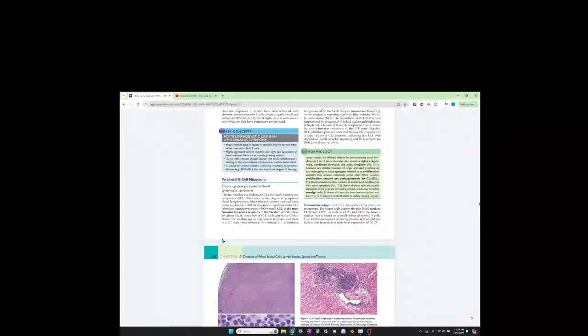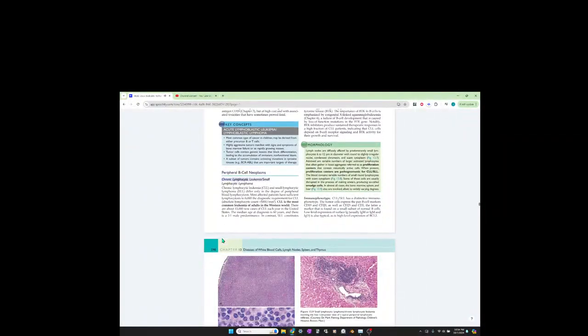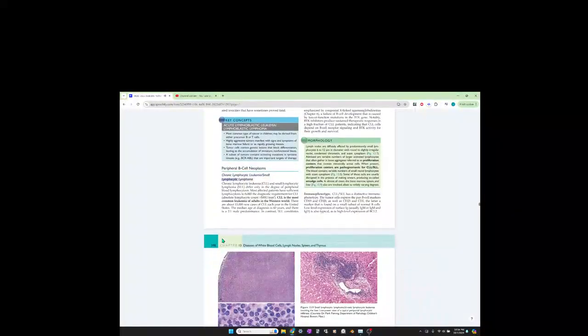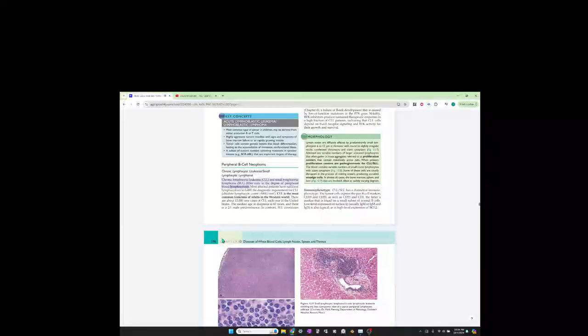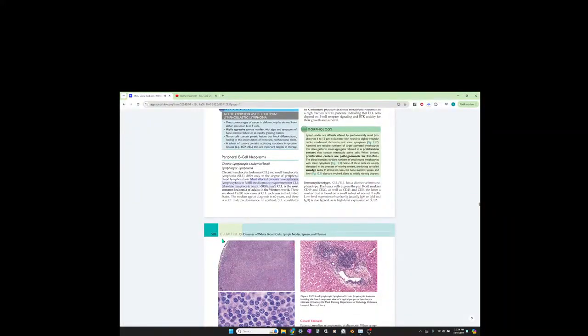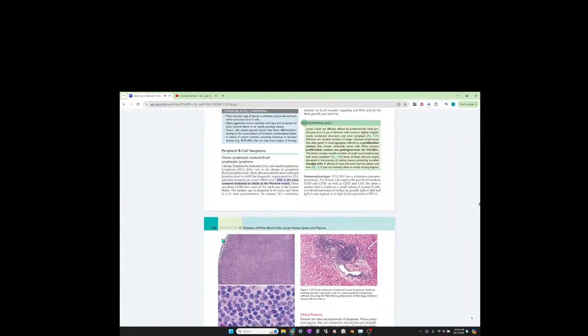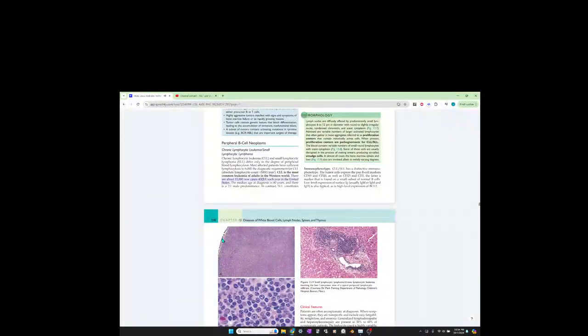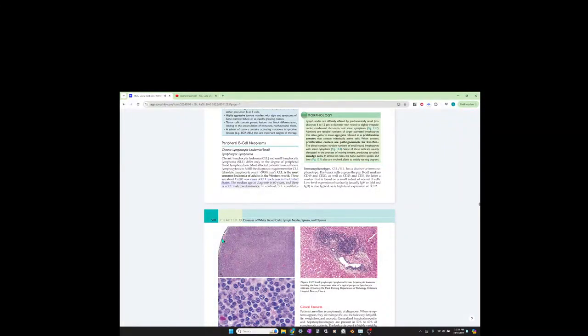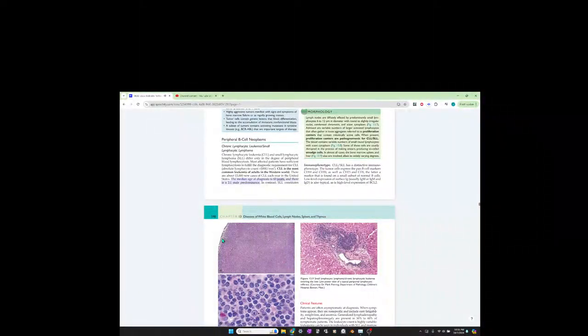Peripheral B-cell neoplasms. Chronic lymphocytic leukemia, small lymphocytic lymphoma. Chronic lymphocytic leukemia and small lymphocytic lymphoma differ only in the degree of peripheral blood lymphocytosis. Most affected patients have sufficient lymphocytosis to fulfill the diagnostic requirement for CLL. CLL is the most common leukemia of adults in the Western world. There are about 15,000 new cases of CLL each year in the United States. The median age at diagnosis is 60 years and there is a 2:1 male predominance.